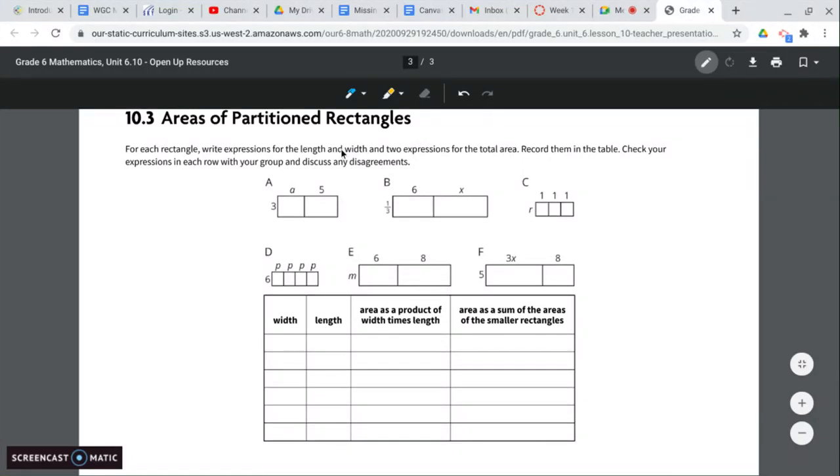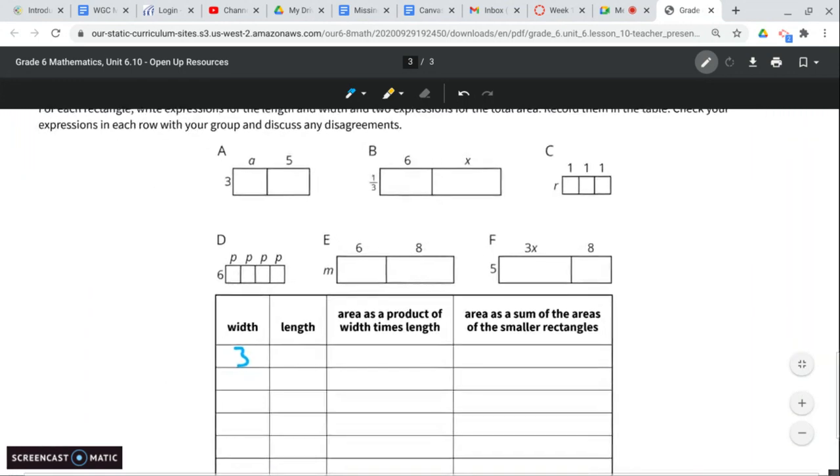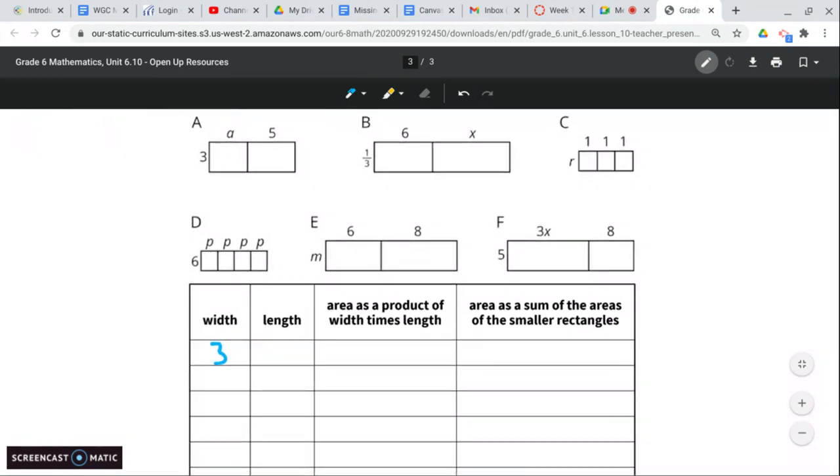In A, we have a width of 3. What is our length? Well, A and 5 together, so A plus 5. Writing it as a product of width times length, we're going to have 3 times A plus 5. Now, as the sum of the smaller, use the distributive property. 3 times A is 3A, and then 3 times 5 is 15. So we just multiply both things inside the parentheses by what's outside.